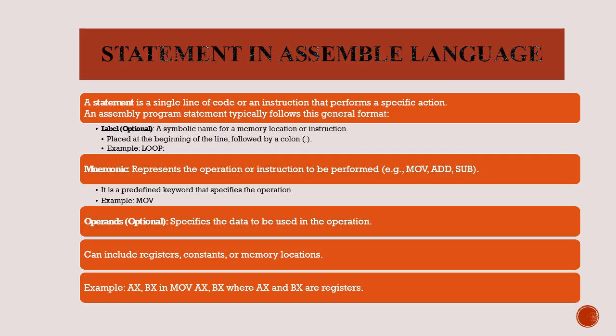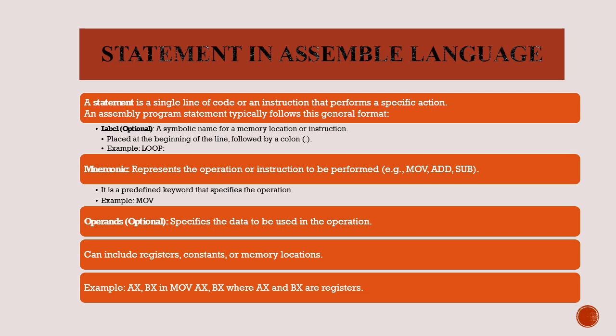And we know that a statement is a single line of code or an instruction that performs a specific action. So an assembly language program typically follows this general format. As stated earlier, look at the label, a symbolic name for a memory location or instruction. It's placed at the beginning of the line, followed by a colon. Example, say loop, then colon. So this indicates that this is a label. Immediately you see a name followed by a colon in an assembly language, know that this is a label.